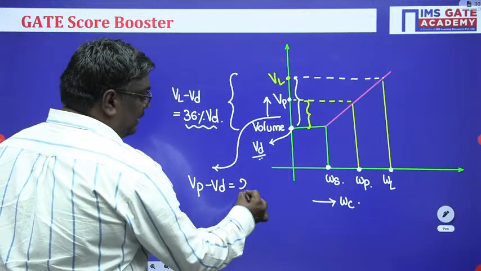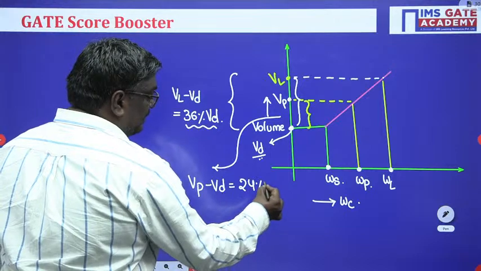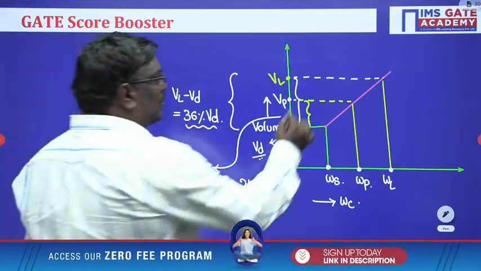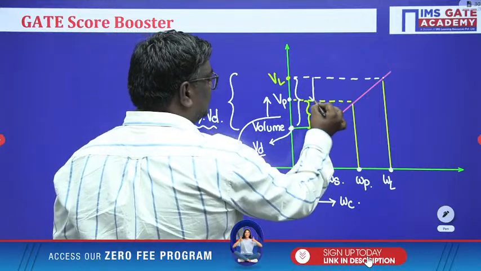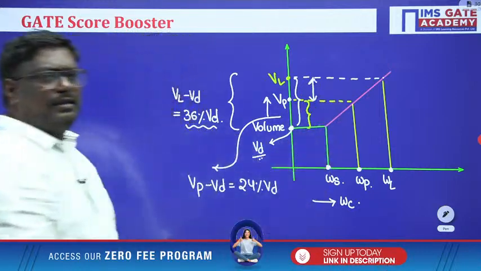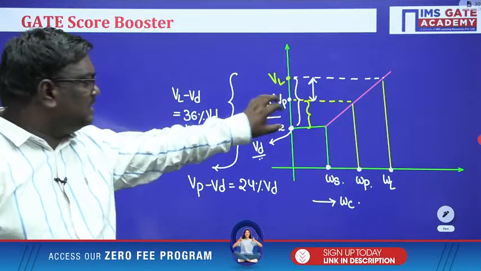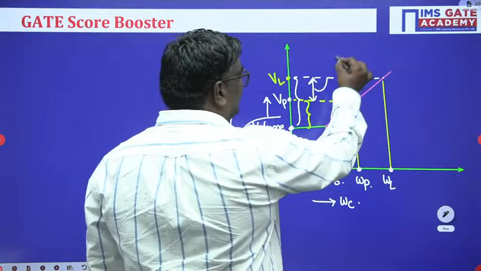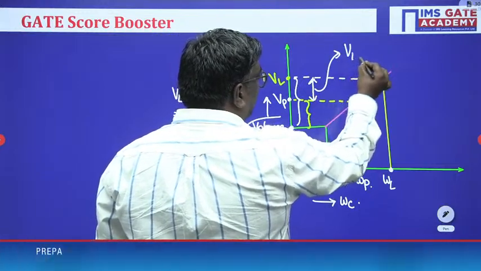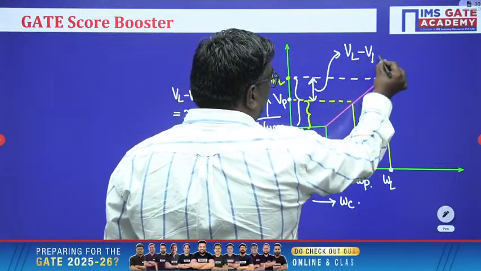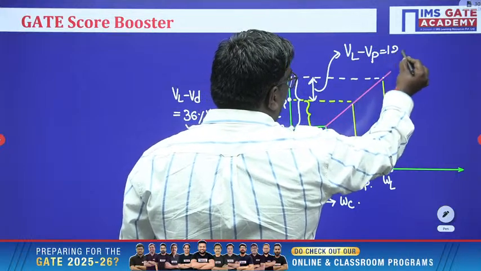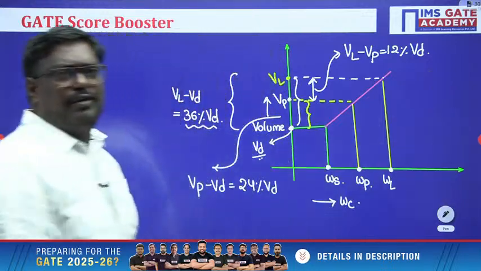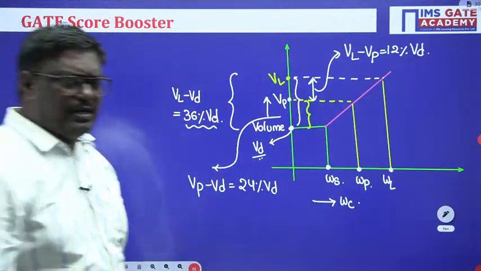24% of VD. The volume change they have given here, this volume is given as 24. So what will be this change? This is simple. From here to here it is 36. From here to here it is 24. So the volume change from liquid limit to plastic limit is 12% of dry volume. Any doubts, my dear students?